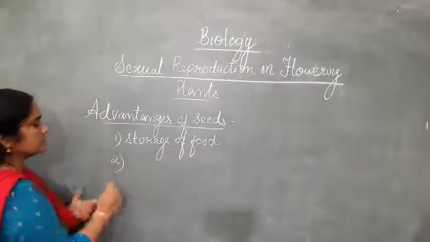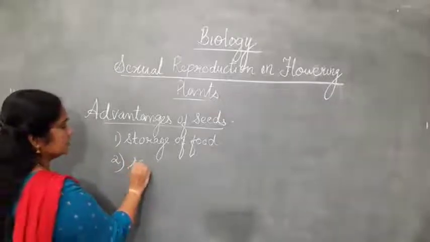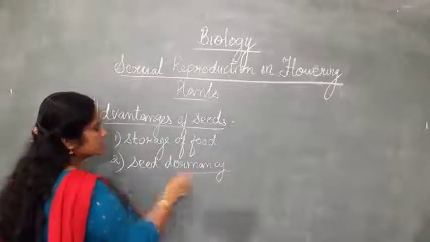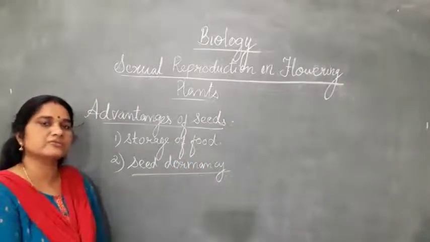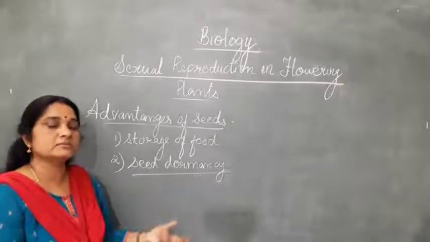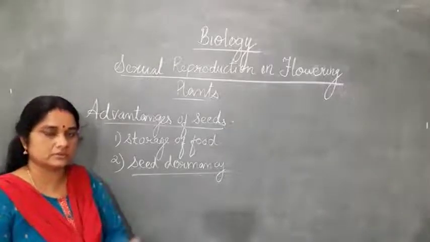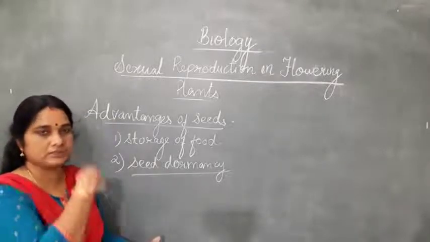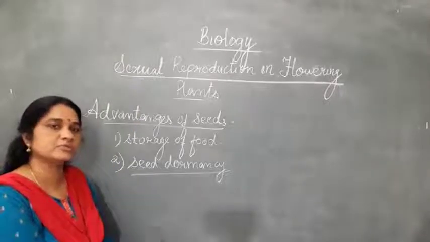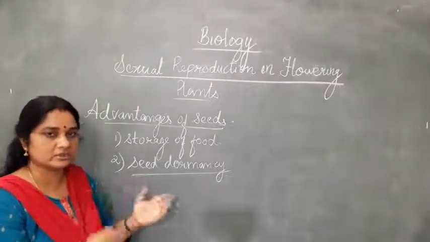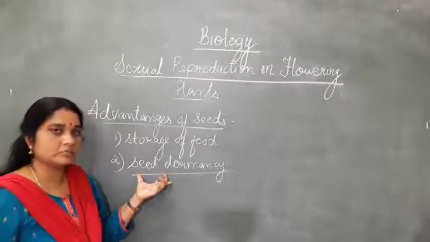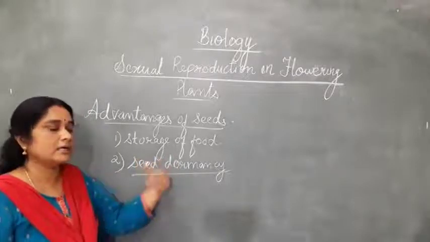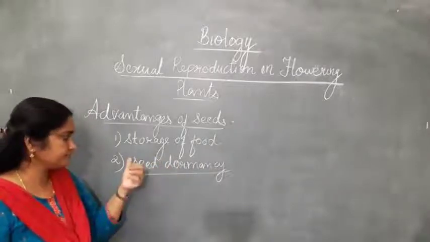Next one, I told you, the seed shows seed dormancy. This is very, very important in the field of agriculture. Because of this factor, seed can be transported from one place to another. Suppose on the basis of season, there are rabi crops and kharif crops; seed can be transported from southern India to the northern part, or from there to the southern part, or from east to west. Because of its mobility and seed dormancy factor, it can be stored and transported from one place to another.